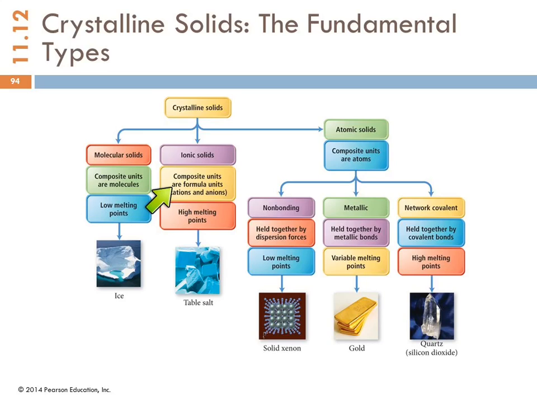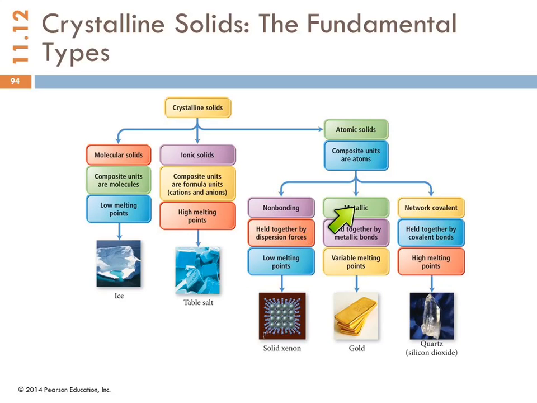Because those are the ionic bonds that hold those together, these tend to have very high melting points. And then we have atomic solids, where the particles are atoms. They're not molecules, they're not ions, they're just independent atoms. And so they're held together. They could be non-bonding, just held together by dispersion forces. Those are going to have really low melting points because dispersion forces are very weak.